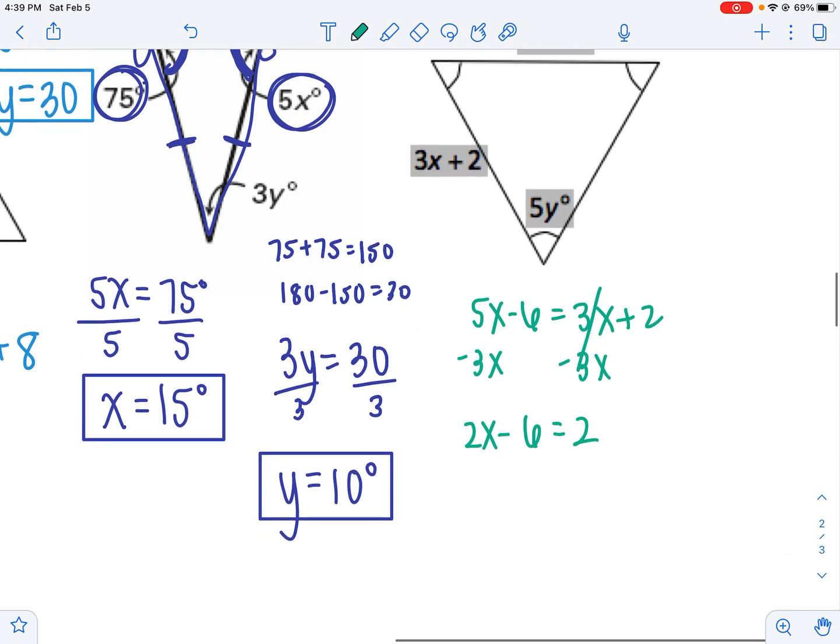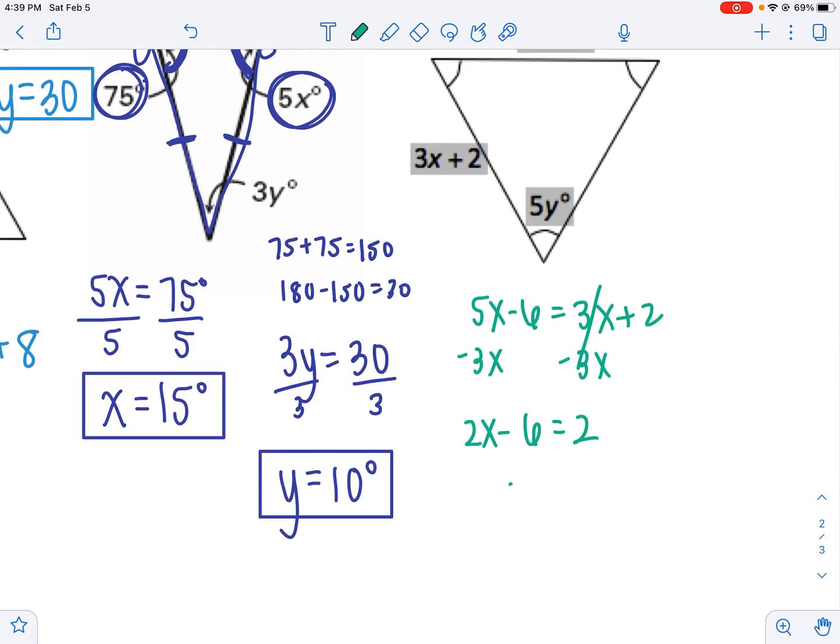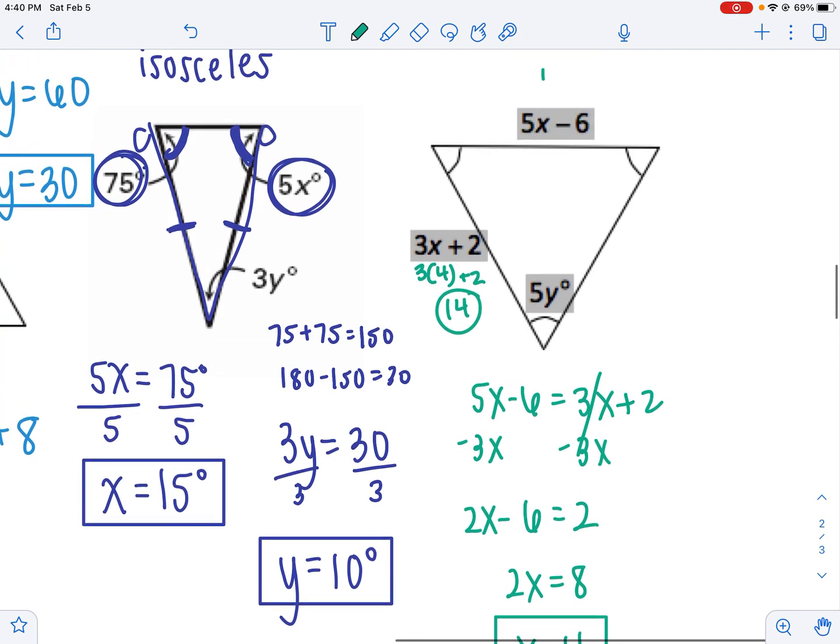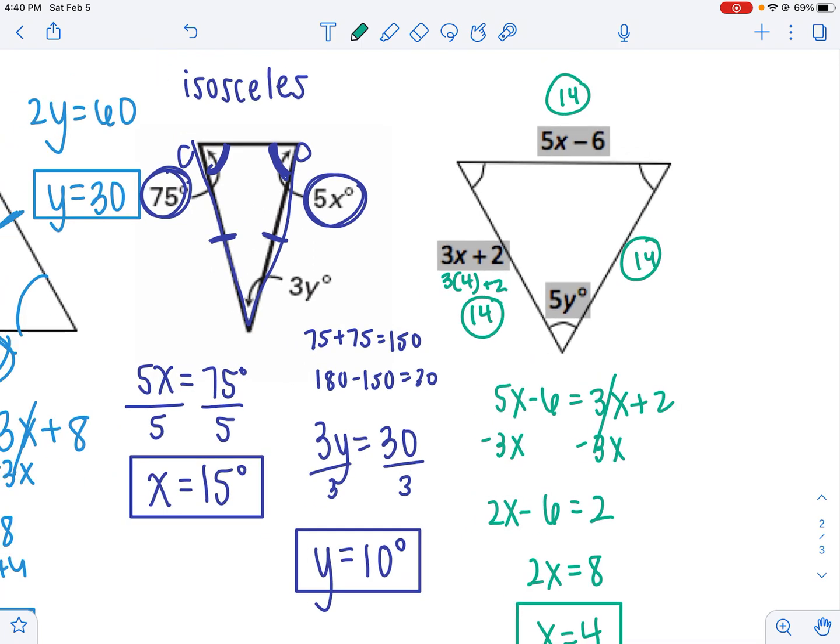And hopefully you're getting fast at the solving parts of these problems. Add 6, so 2x equals 8. Divide by 2, so x would equal 4. Now, if the problem actually asked for the side of the triangle, I'd have to go back here and plug it in. If it said find the side, well, 3 times 4 is 12 plus 2 is 14, which means that all the sides would be 14. But it didn't ask me to do that. It just said find x, find y.